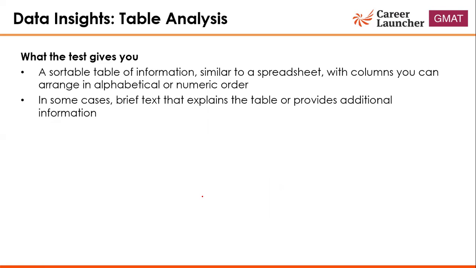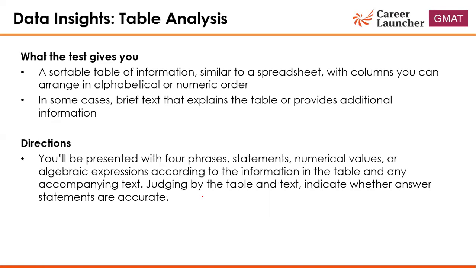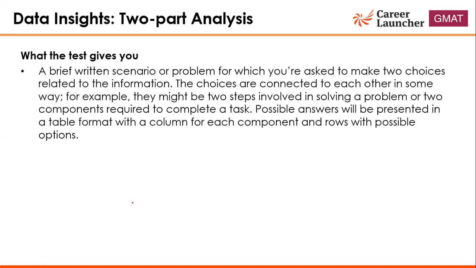right? Table analysis, as the name suggests. So you'll have a table which is sortable with respect to columns. You'll have to use that information to answer the question. So you'll be presented with 4 phrases, statements, or numerical values. And using that, you would have to indicate whether these statements are accurate. 2-part analysis, as the name suggests, there are 2 parts which could be related, which could be linked. They could be 2 parts of a process. They could be 2 steps involved. So you would have to figure out here.